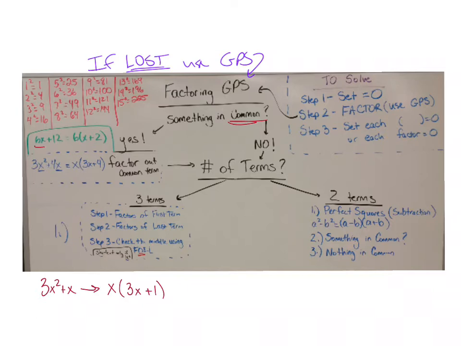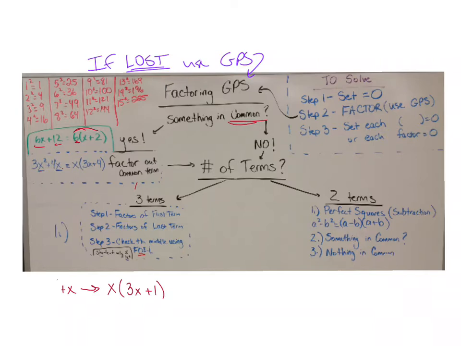Here, both this and this are divisible by 6. So I take this 6 outside, and look, 6 times x plus 2 does give me 6x plus 12 if I use distributive property. Here's an example of 3x squared and 4x. They both have an x in common. They both share a letter or a number. So a lot of times I'll say, do they share a letter or a number? That's a common term, all right?